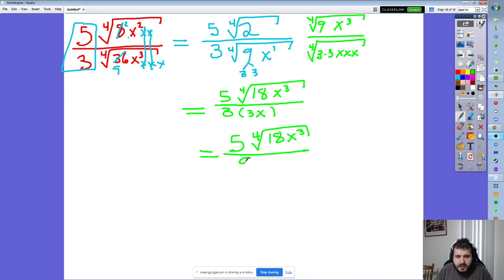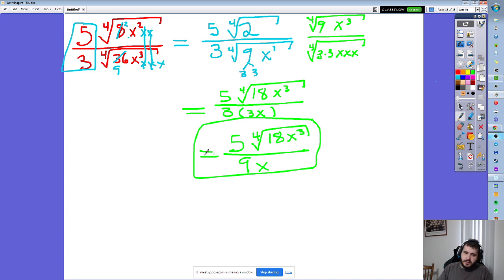3 times 3 is 9. And 5 over 9 doesn't simplify. There's no x's on the outside, so we don't have to worry about that. And this right here is completely simplified. All done.